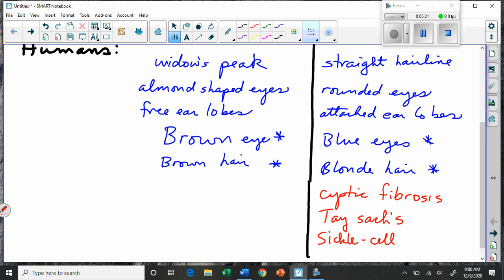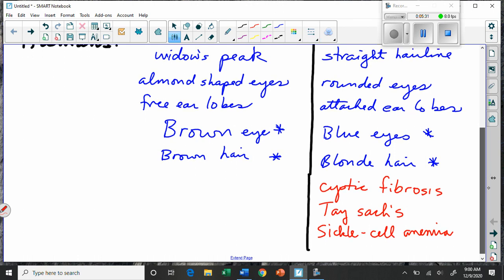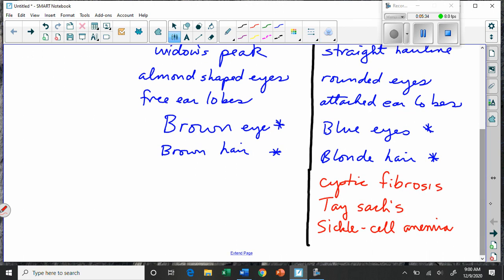So while sickle cell anemia is not necessarily a good thing, if you live in a place where there's lots of malaria, it actually does turn out to be beneficial. So we tend to see more of sickle cell anemia in people who live in areas where malaria is more prevalent: Africa, parts of the Mediterranean, and that kind of thing.